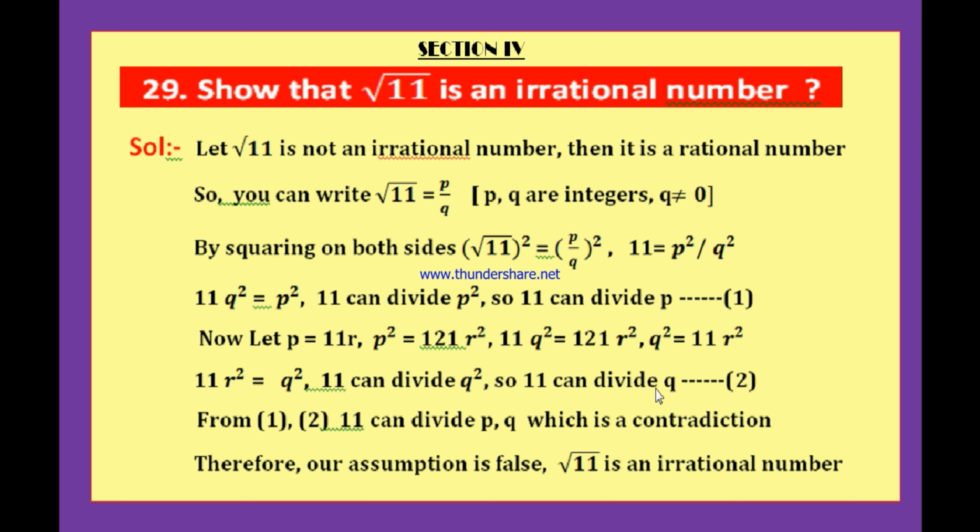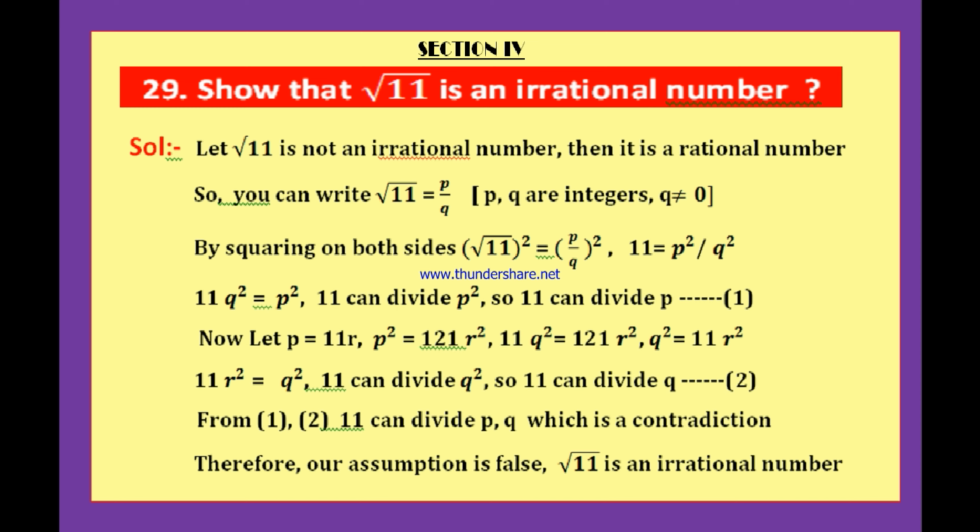Now if you observe 1 and 2, we got that 11 can divide p and 11 can divide q. That is, both numerator and denominator can be divisible by a particular number, which is a contradiction to our assumption. What is our assumption? Our assumption is that root 11 is not an irrational number. This is a contradiction. Therefore, our assumption is false and root 11 is an irrational number.